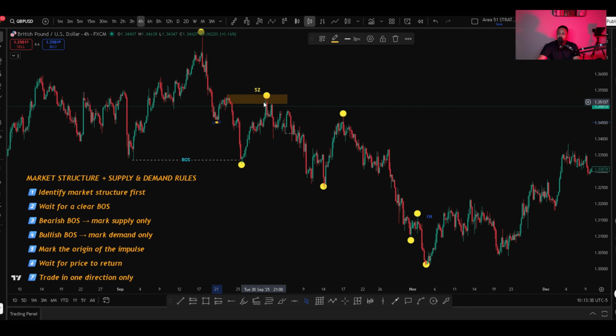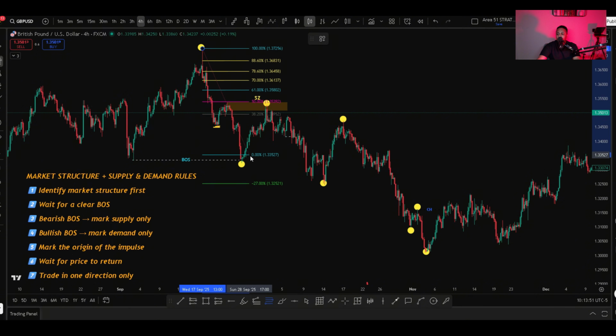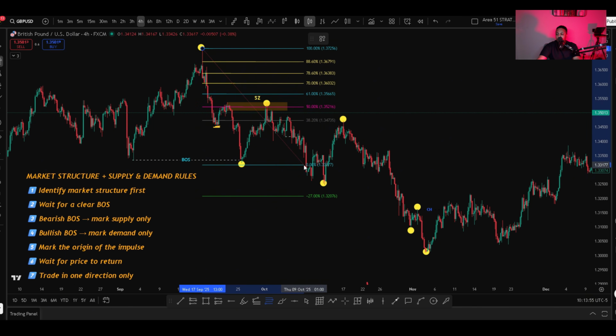And once the price gets to this area, this is where our interest is. And this is where the premium area is. If you grab your Fibonacci levels and you mark from here to the down move, this is the 50% area of the down move. This is the 50% of the supply zone area, okay?